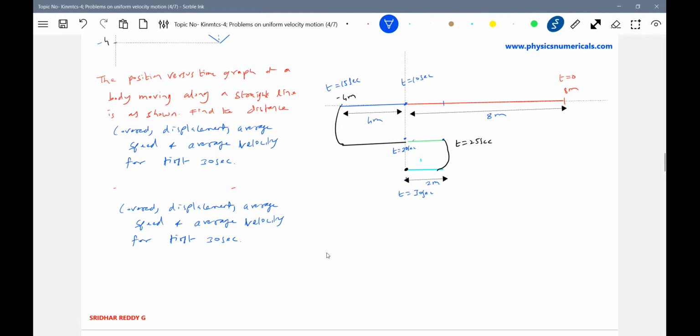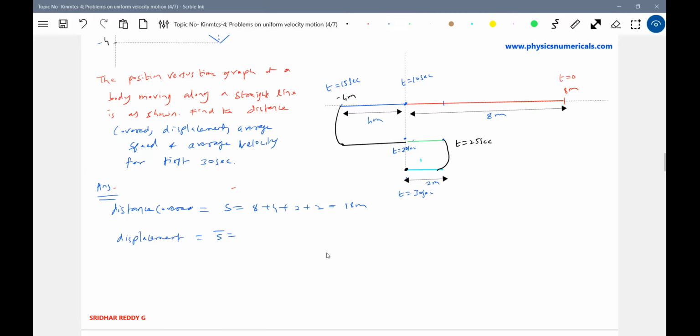We have to write now the distance covered. Distance covered is how much? 8 plus 4 plus 2 plus 2, 18 meters. Displacement: it was initially at 8 meters. Finally, it has come to the origin. So net displacement is how much? Minus 8 i cap.